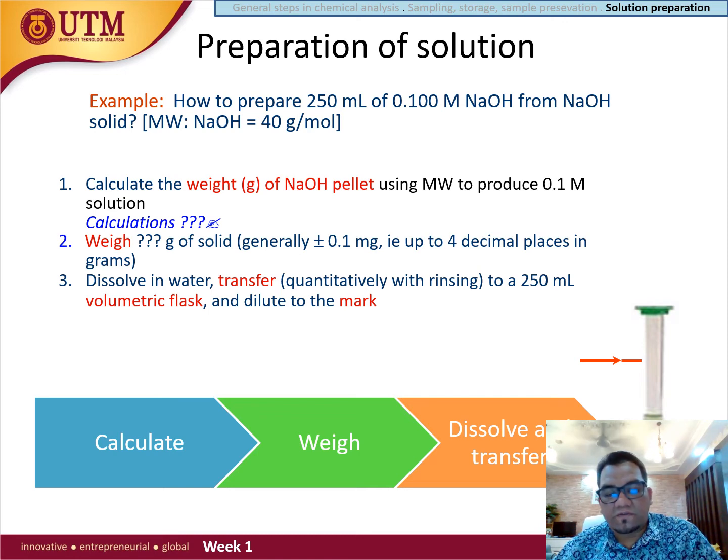And then you dissolve the sodium hydroxide pellet in water, quantitatively with rinsing. You need to clear all the sodium hydroxide in your container, and then you put it in the volumetric flask and dilute to the mark. So we have prepared the 250 ml of 0.1 molar sodium hydroxide.